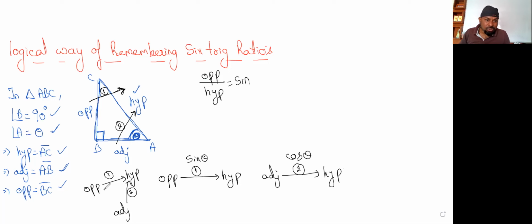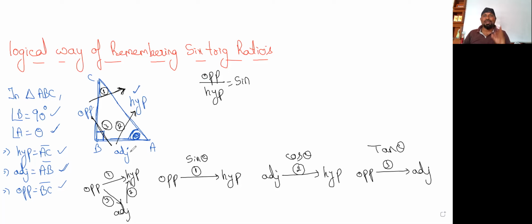Now, the third relation is opposite to adjacent. Opposite to adjacent, I like to call it tan theta. You can see the diagram here, I am dealing with the flow chart. First relation, we went from opposite to hypotenuse. Second relation, from adjacent to hypotenuse. Third relation, from opposite to adjacent. So these are the three relations we have.